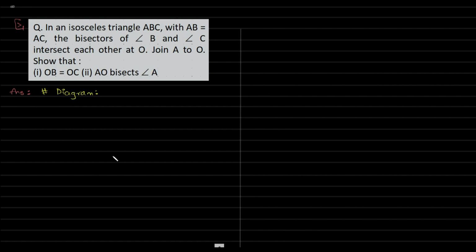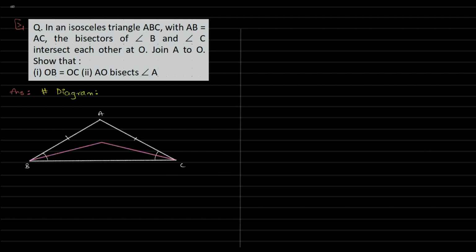So we have triangle ABC, wherein we have AB equal to AC. So by default, angle B will be equal to angle C. The bisector of this will be so, and the same thing over here as well.